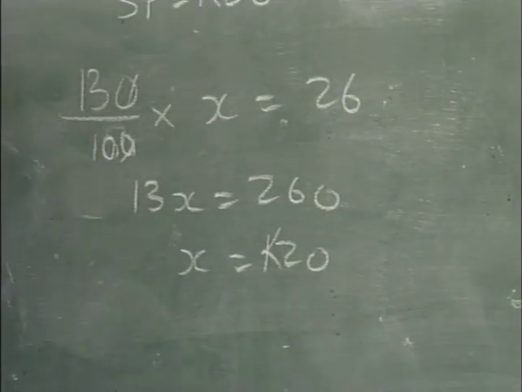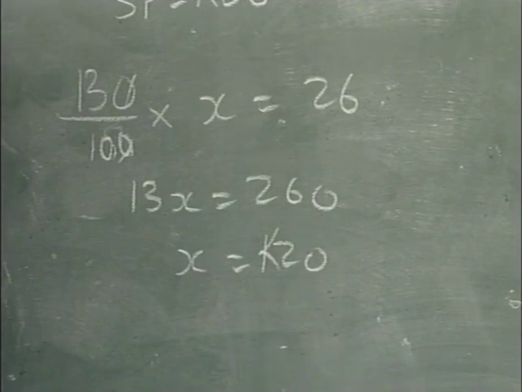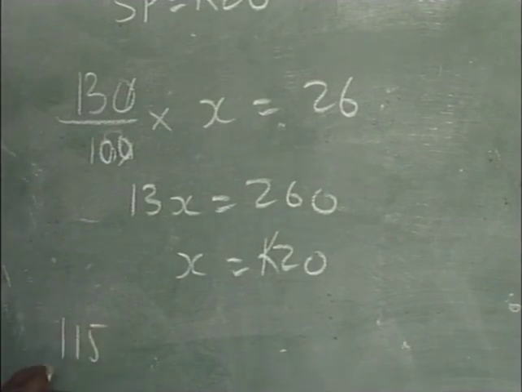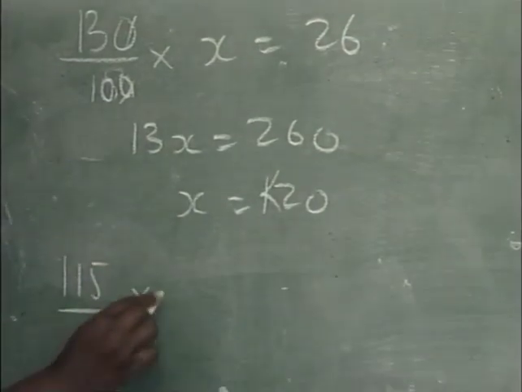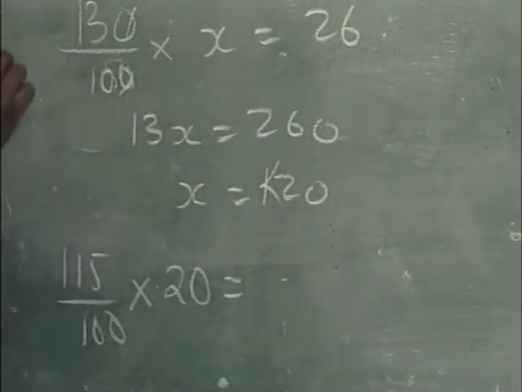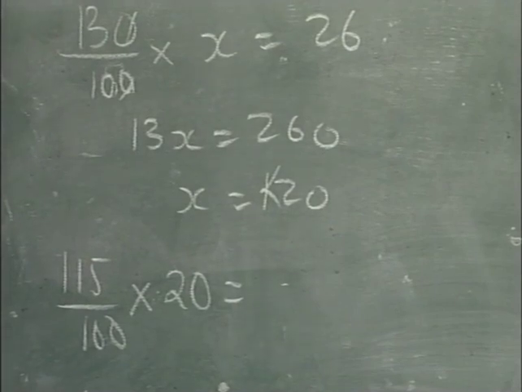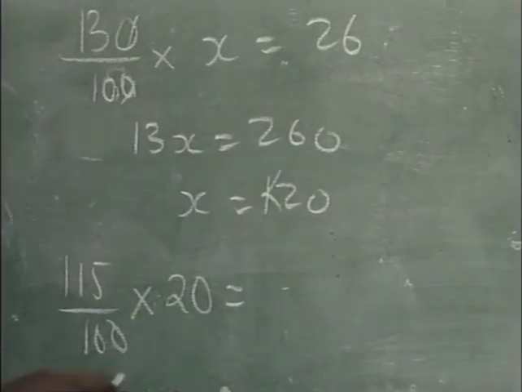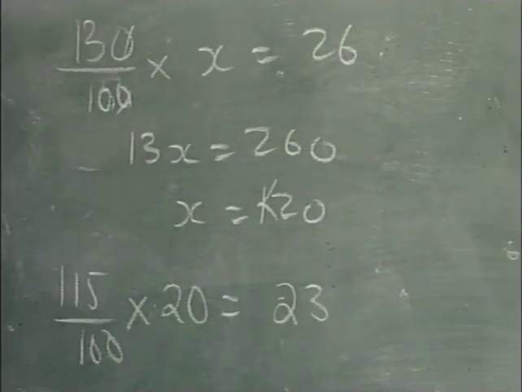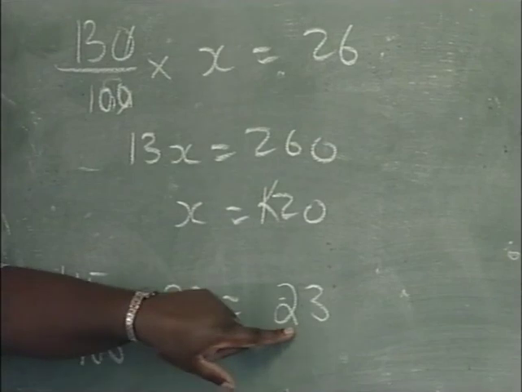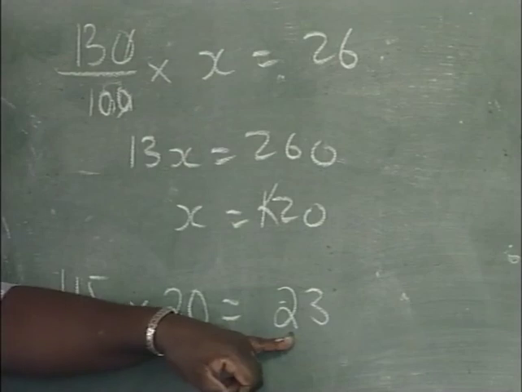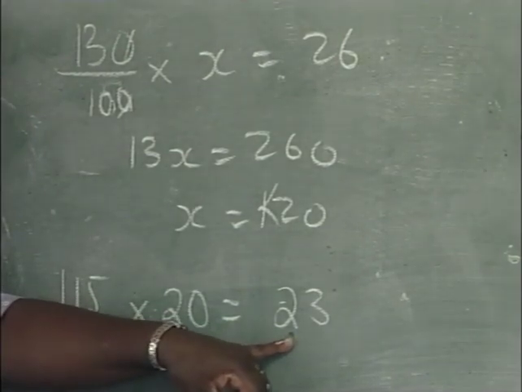Okay. He sells to the retailer at 15%. So 115% of his cost price now, which is 20 kina, will be equal to what? 23? Are you sure? Okay. That means he sold to the retailer the same article that he sold to the public for 26 kina. He sold it to the retailer at 23 kina.